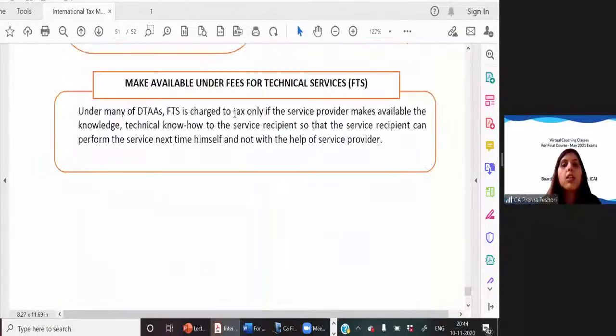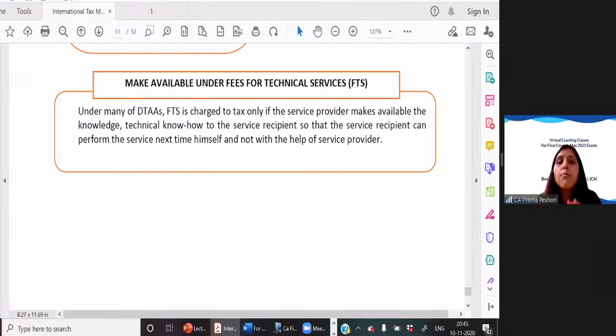Make available concept. Now, what is this make available concept? Again, as I said, the provisions of DTAA, if they are more beneficial, will override the provisions of Act. For taxability of fees for technical services, under section 9(1)(vii), we had a concept of fees for technical service, which was defined as managerial, technical, or consultancy in nature. It was taxable at the rate of 10% under 115A if there was no PE. If there is a PE, it was taxable at 40%.